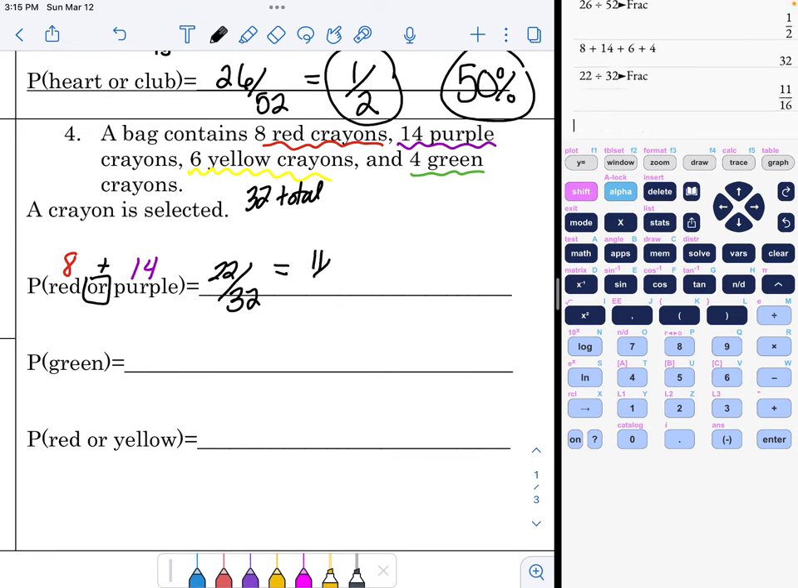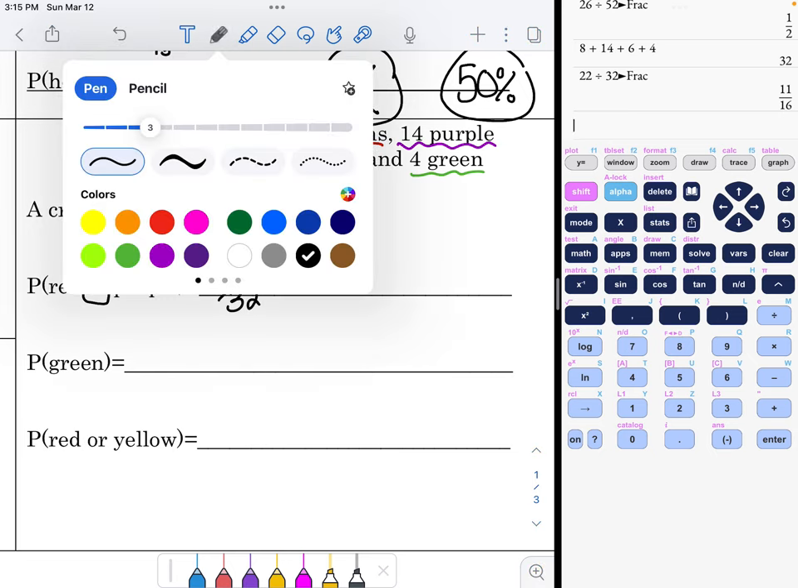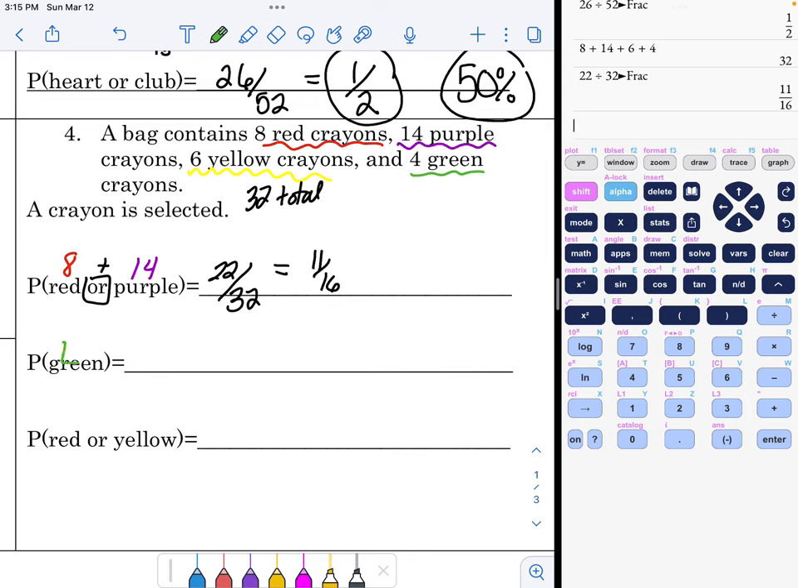So that's 11 over 16. If you want to make that a percentage, go ahead. I'm just going to leave it as 11/16 of a shot right now. So now we're going to do green. All I want is just green, just regular old green, not anything else. So that's going to be 4. So 4 out of 32.